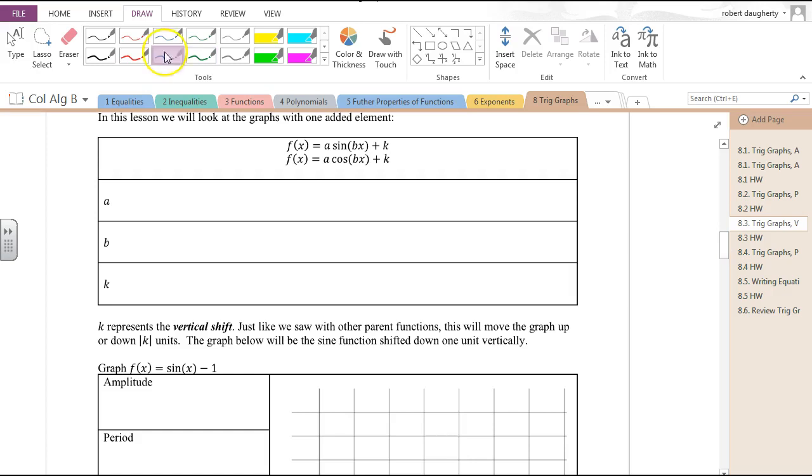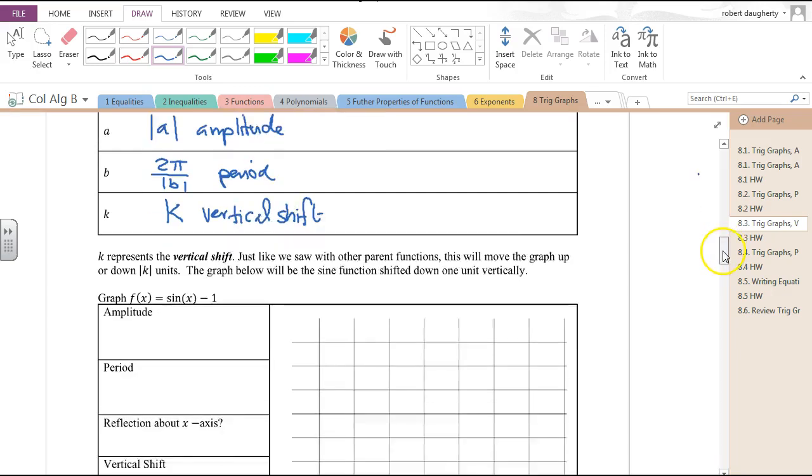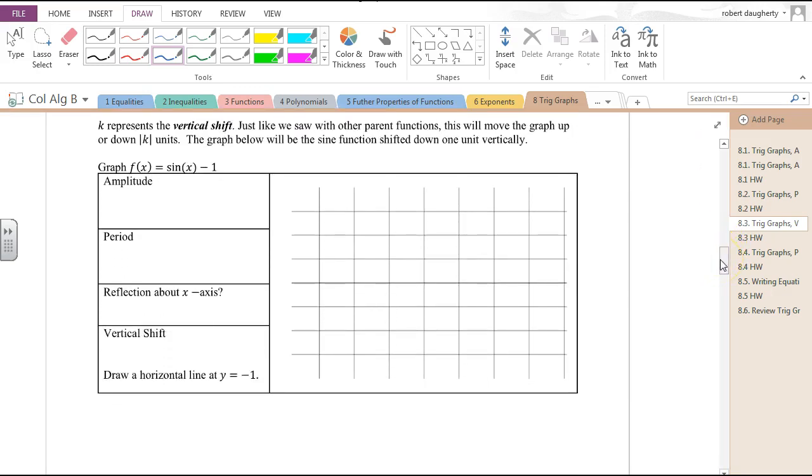Okay? So again, the absolute value of A is my amplitude. And I know that 2 pi over the absolute value of B is my period for the graph. And then K just represents a vertical shift. So basically it takes the whole curve and moves it up or down. So this just adds one more element to our graphs. Okay, so let's look at the next one here.